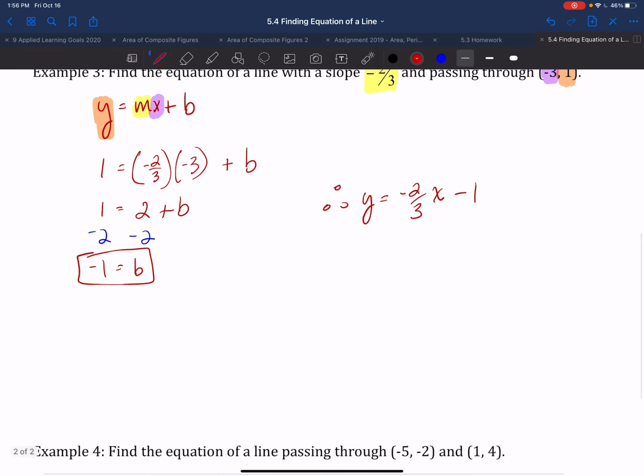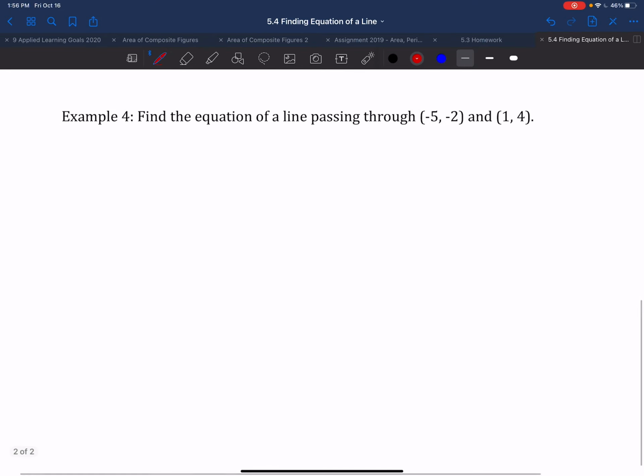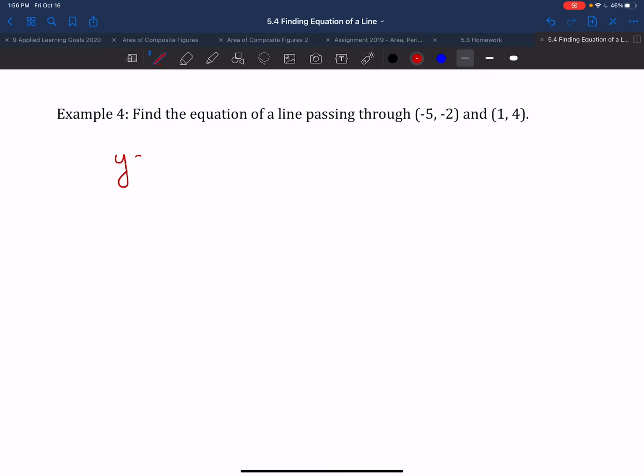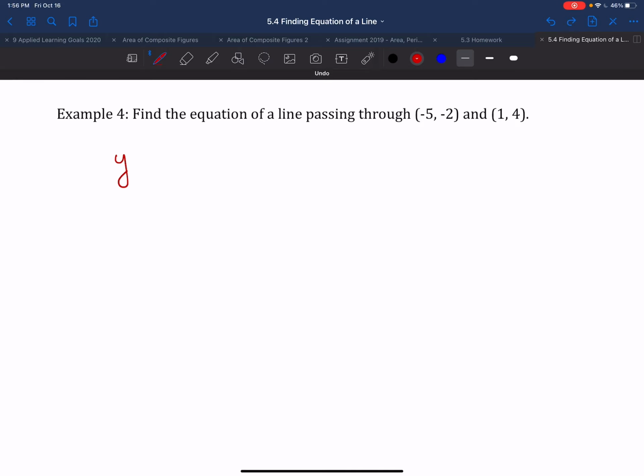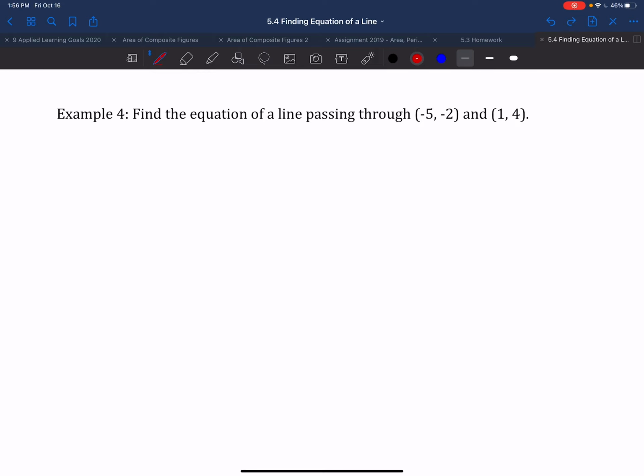Okay, so the last question, we don't have the slope and we don't have the y-intercept. So I don't know what y is, or sorry, what m is. And I don't know what b is. So let's look at y equals mx plus b. That's the equation, right? y equals mx plus b. I don't know y, I don't know m, I don't know x, I don't know b.